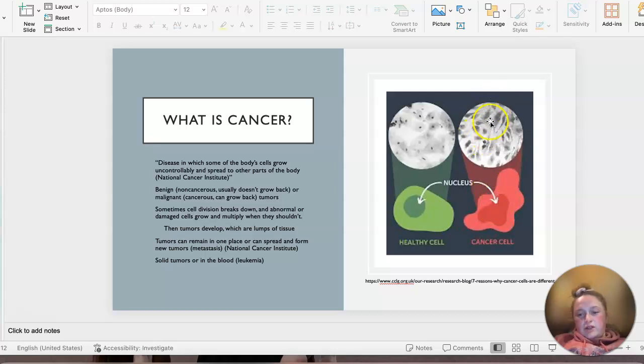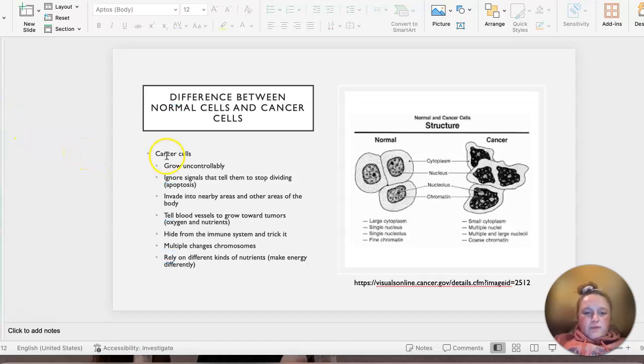And as you can see, here's a drawing of a normal cell and its nucleus, and then here's a cancerous cell with nuclei that are very scattered and not normal.